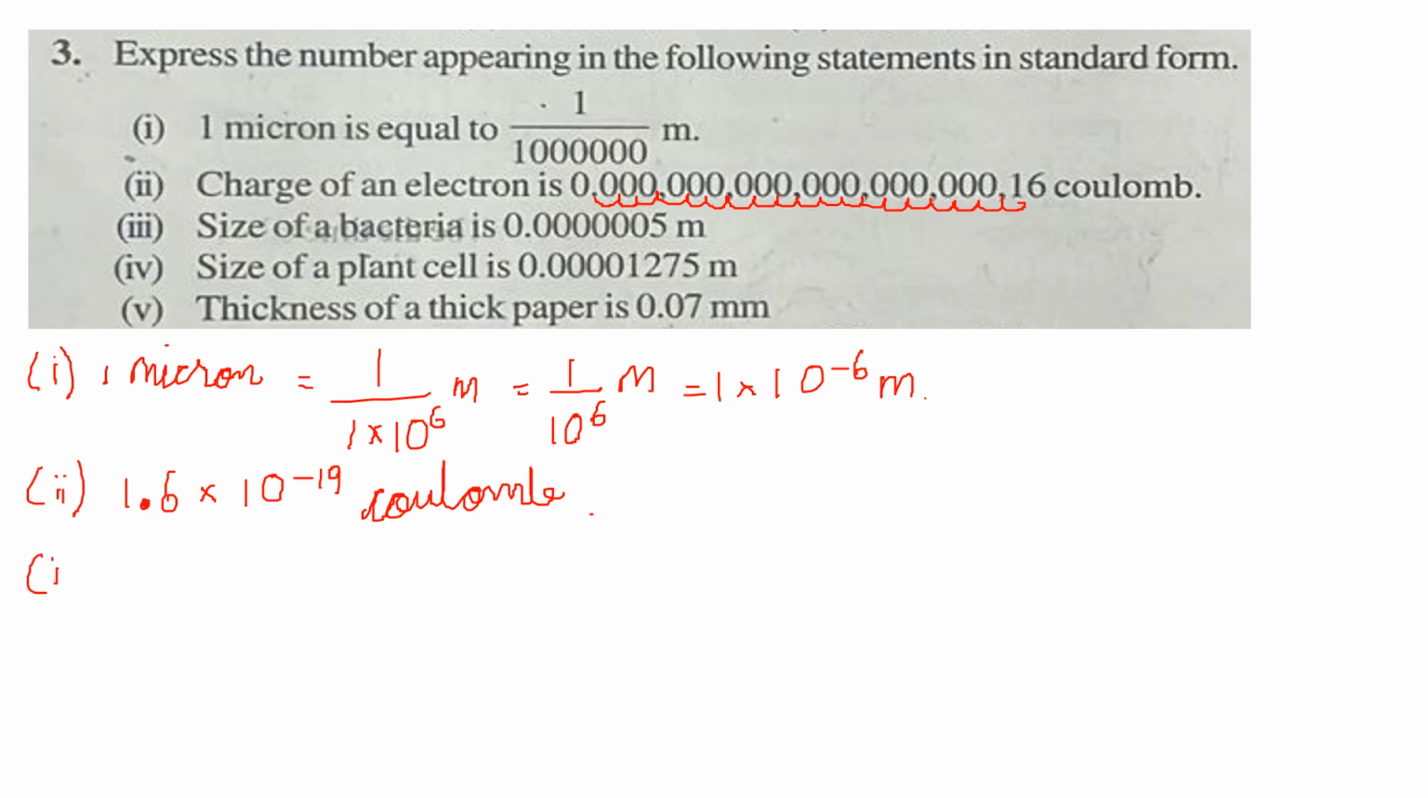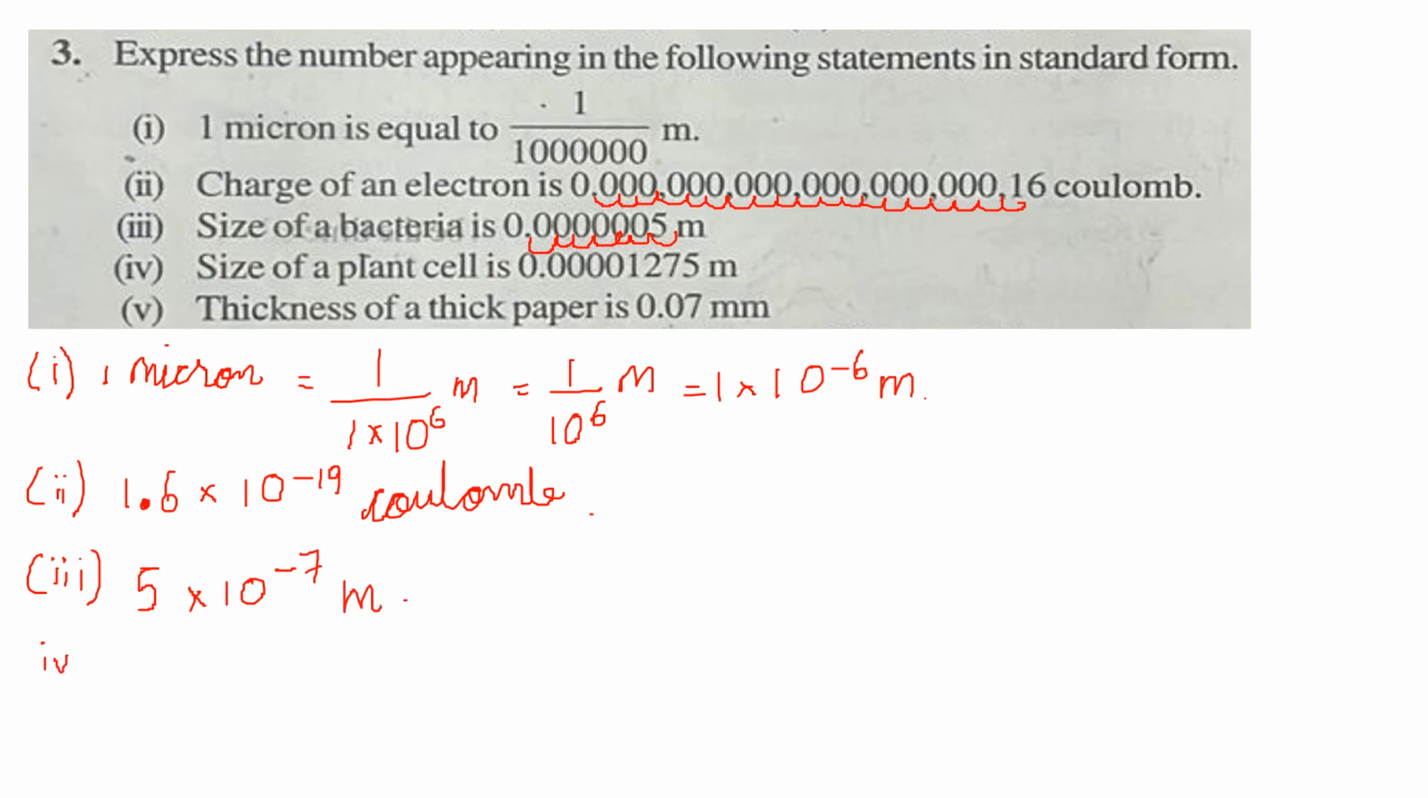The third problem is, size of a bacteria is 0.000005 meter. So now how you can write this is 5 into 10 to the power minus. So count how many places the decimal has traveled forward. 1, 2, 3, 4, 5, 6, 7. So 10 to the power minus 7 meter.